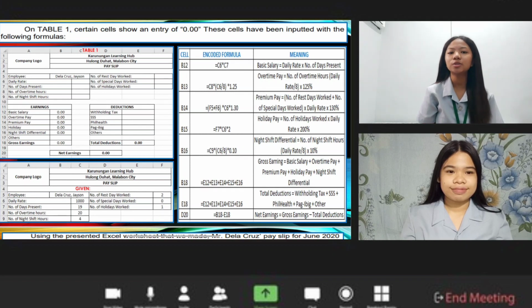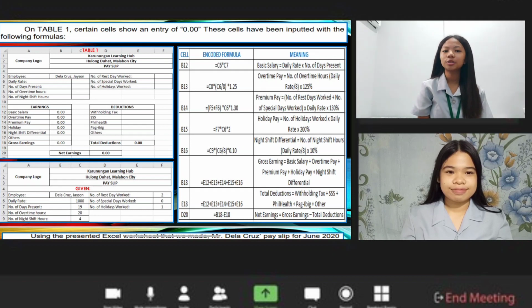Okay, so let's try to solve this. In the given data, the company name is Karunungan Learning Hub. It is located in Hulong Duhat, Malabon City. The name of the employee is Jason De La Cruz, and his daily rate is 1,000 pesos. Number of days present is 19 days. Number of overtime hours is 20. Number of night shift hours is 4. Number of rest days worked is 2. Number of special days worked is 0. And number of holidays worked is 1.